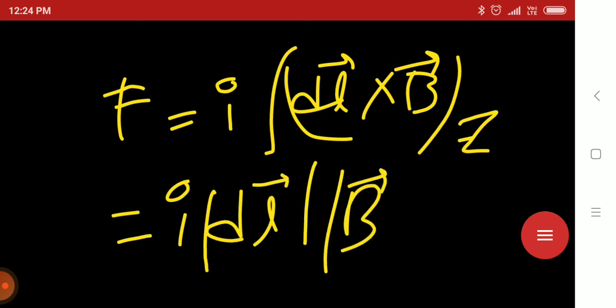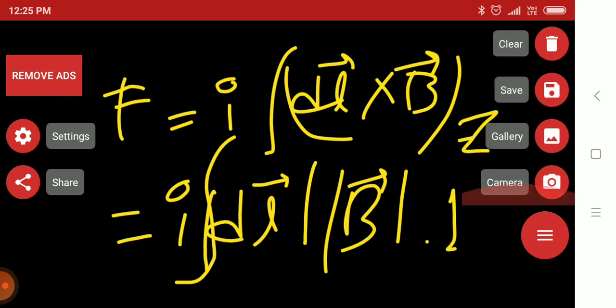B sine 90 degrees means what? 1. But another thing to do: which component are we taking here? The z component. The force direction is the z component. So for Bz, the z component, what should we take here? Bz equals, according to the figure, what should we take?